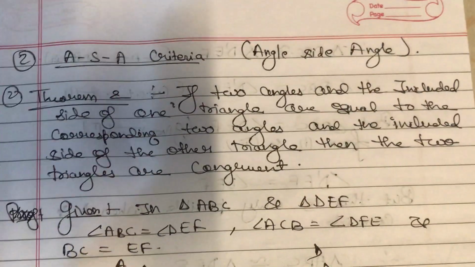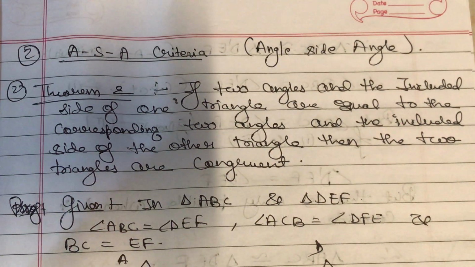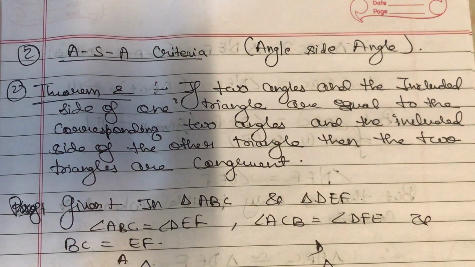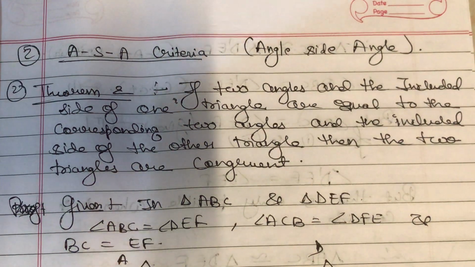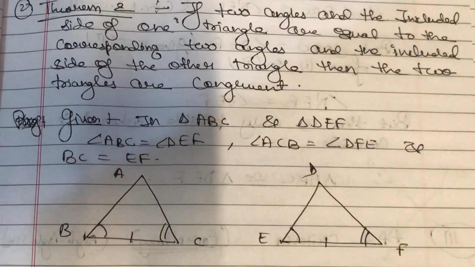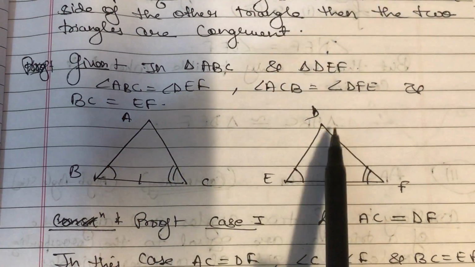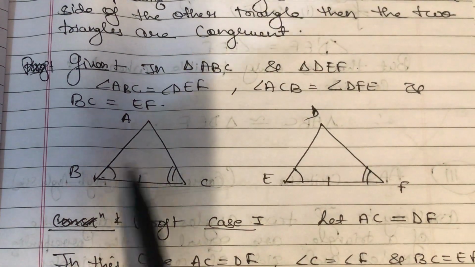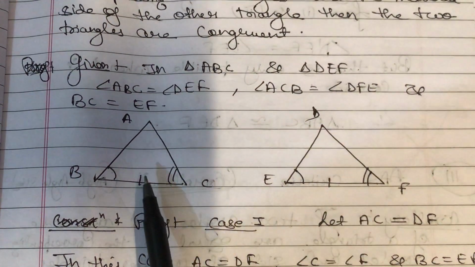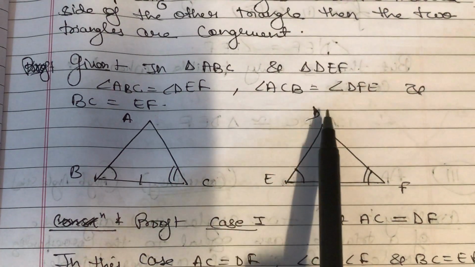Now, it states that the two angles and the included side of one triangle are equal to the corresponding two angles and the included side of the other triangle. Then the two triangles are congruent. This is a statement. Now, how to write? It is given that in triangle ABC and in triangle DEF, angle B equals angle E, angle C equals angle F, and this side is equal to this side. I have to prove that ABC is congruent to DEF.